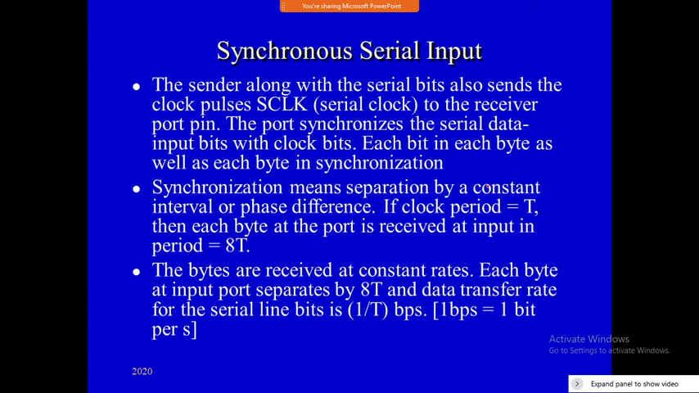The clock period is t for 1 bit. For 1 byte, how many bits will be there? 8 bits. So it will be 8t. To receive 1 byte, it is going to take 8t time. The bytes are received at constant rates. Each byte at an input port is separated by 8t, and the data transfer rate for the serial line is 1 by t bps, bits per second. Got to know this one?